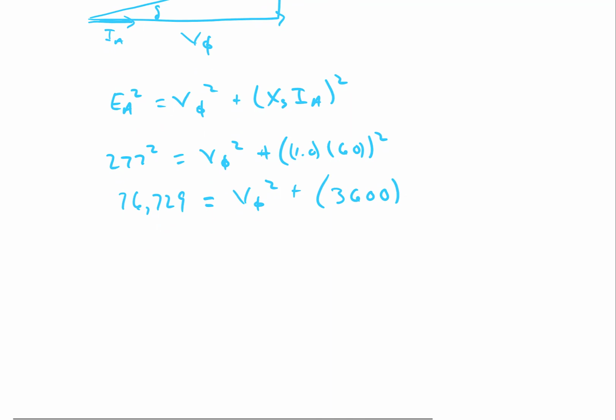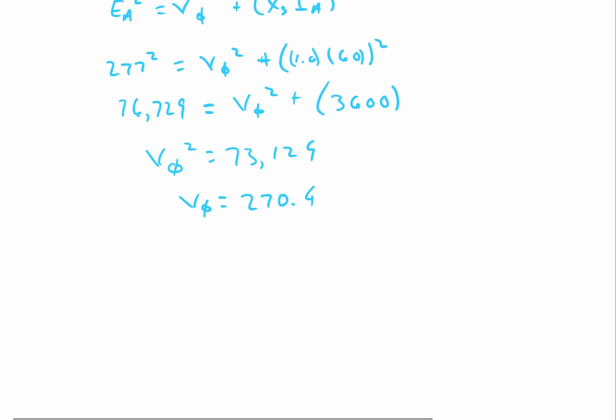And so V phi squared, we just solve this for V phi squared, equal to 73,129. V phi then is equal to 270.4 volts. And from there, we get the terminal voltage equal to root 3 V phi, which is equal to 468.4 volts.